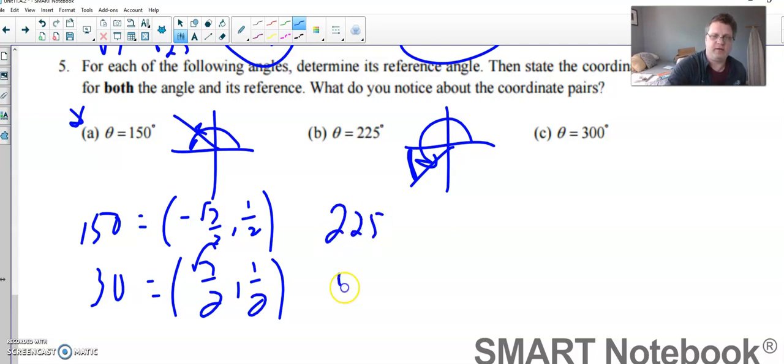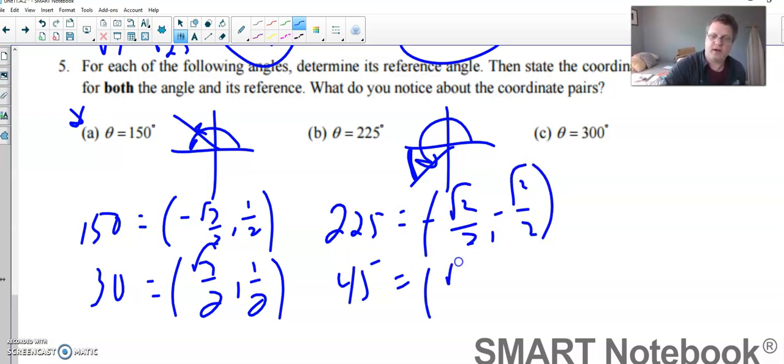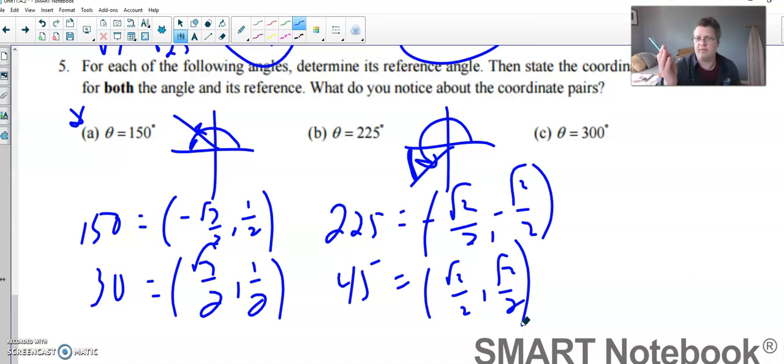So you have 225, and then this is 45. So 225 is negative root 2 over 2, negative root 2 over 2. 45 is root 2 over 2, root 2 over 2. Okay. What do you notice about the coordinate pairs? The absolute value of every x and y would be the same. Okay, that's what they're telling you. All right, so you can have plus or minus, minus or plus, plus plus, minus minus. Okay, negative negative. Okay, when you get the reference angles, they should always be in quadrant 1.